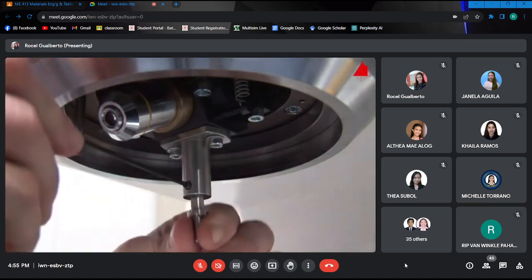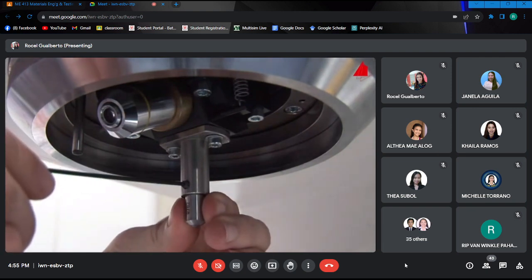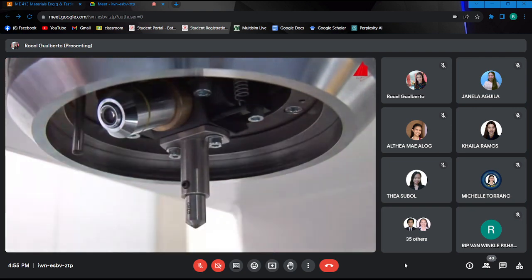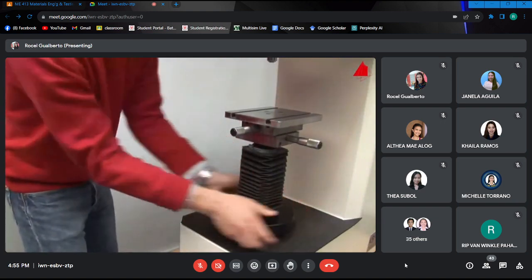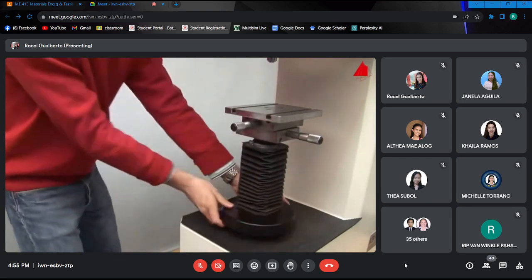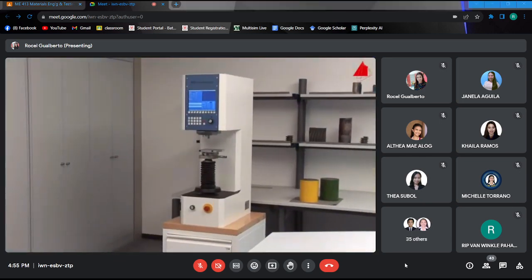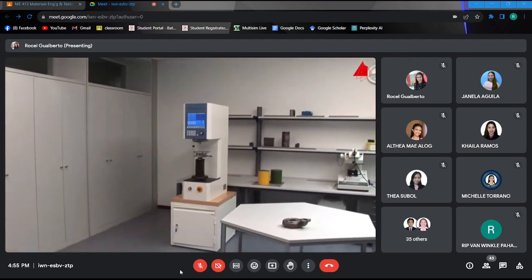It is also possible to select and exchange the indenter, so different methods of hardness testing can be conducted on the same testing machine. The support table can be adjusted in height, so the test piece can be positioned at the correct distance to the microscope lens and the indenter. After becoming familiar with the machine, let's start the experiment.